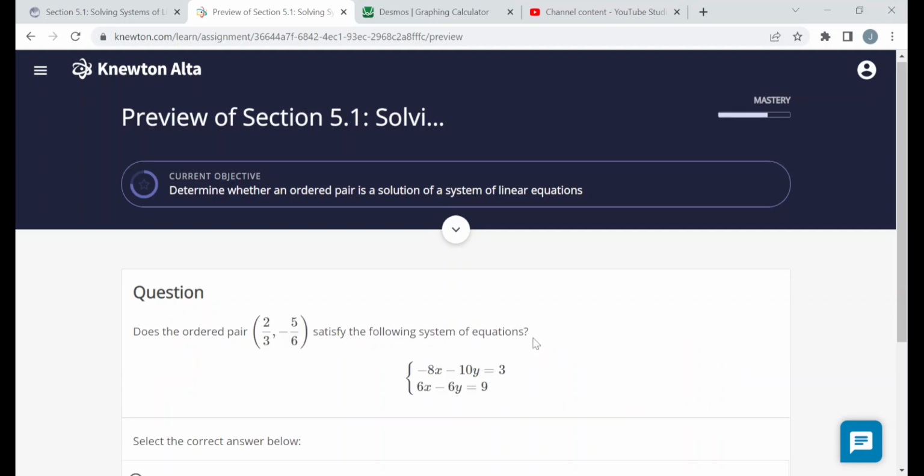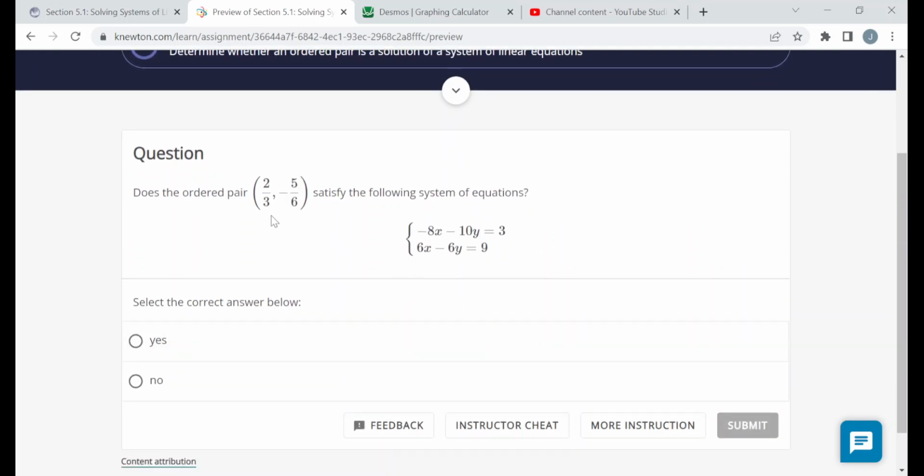All right, then same thing here. Now they're just asking for one point. Does this ordered pair satisfy this system? Alright, so you know what? Because it's only one point, I'll actually write this one out. Now you could graph this and see if that point's the one where they meet, or if it's actually on both of them, if they're the same line.